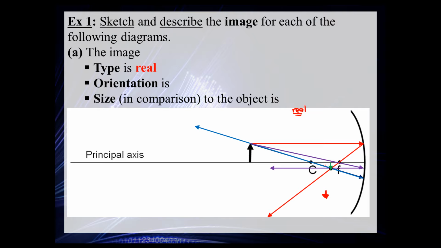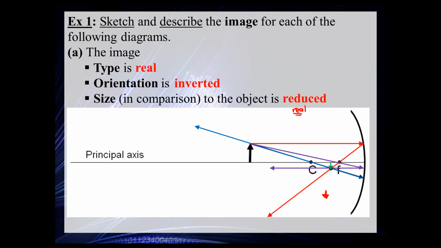The orientation of the object, well, look what it's doing. It's pointing downward, which means the object's pointing upward. If the image is downward, it means it's upside down. An upside down orientation is what we call inverted. Now, what's happened to the size of the image compared to the object? Well, it's quite a bit smaller. So what we'd say is that the image is reduced in size.